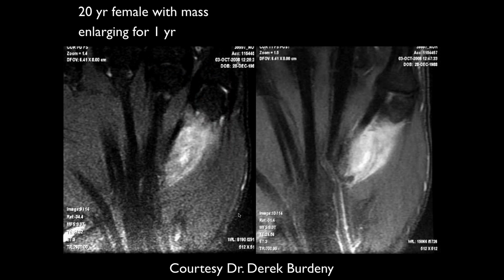So we have a 20-year-old female with a mass that's been enlarging for 1 year. We got two coronal images. I'm not sure if it's a T1 post-contrast fat sat, or maybe just a PD fat sat. There's a PD fat sat, and I think this is a T1 fat sat post, I believe.